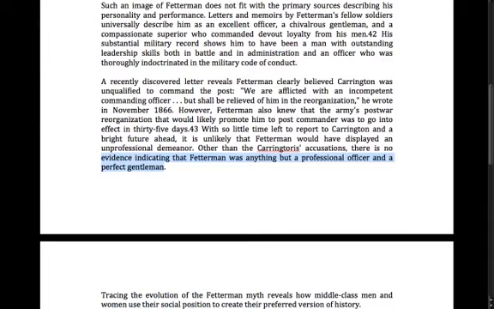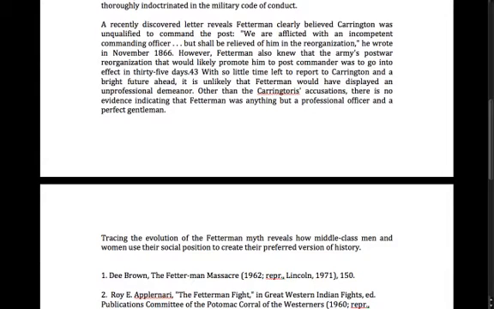Okay, this is the evidence that Smith-Gualtieri is drawing on to paint Fetterman in a different way. And then finally here, she makes a comment about history in particular. Tracing the evolution of the Fetterman myth reveals how middle-class men and women use their social position to create their preferred version of history. What this means is that Carrington's family has spent time and money making sure that their historical account, in which Carrington is not viewed as an incompetent soldier, but one that was competent, and it was Fetterman's fault for the massacre. Okay, and that people have agendas, this preferred version of history.